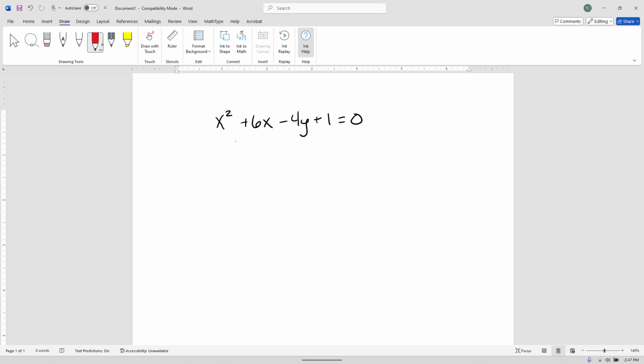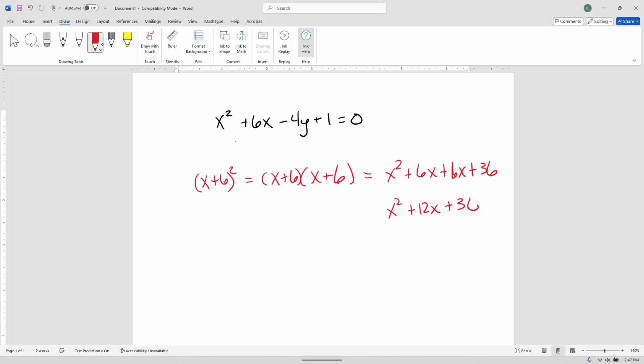Okay, so remember, the reason why I want to complete the square is that you're trying to make a perfect trinomial square that can factor into a binomial square. Let's look at x plus 6 squared. That really means x plus 6 times x plus 6. And if you FOIL that out, x squared plus 6x plus 6x plus 36, and then add them to get x squared plus 12x plus 36.